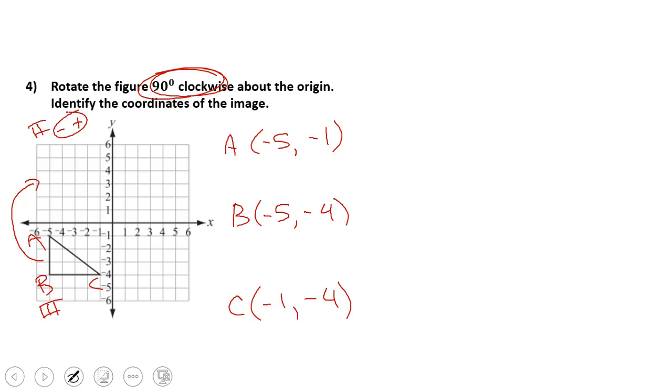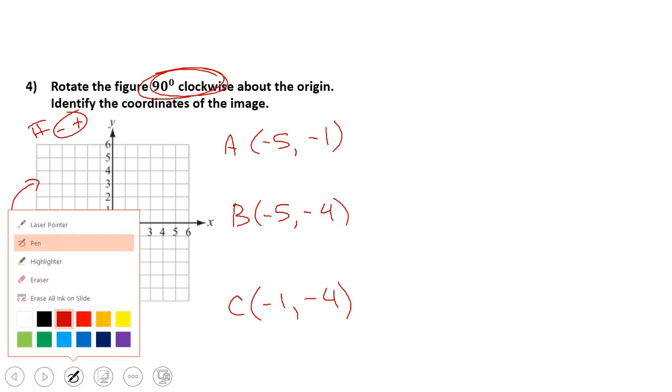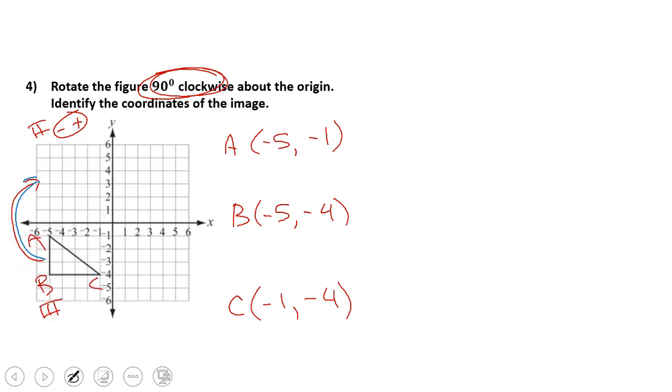And when I rotate 90 degrees in either direction, what happens to the coordinates? That's right. They are going to switch. So when I go 90 degrees this direction, they are going to be negative, positive, and we're going to switch. So A prime, instead of 5, 1, it's going to be 1, 5. And I know quadrant 2 is negative, positive. So negative 1, positive 5.